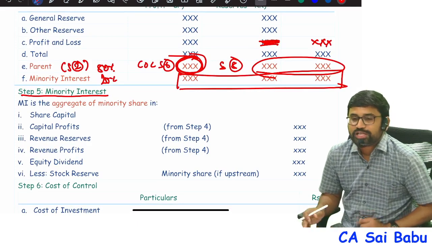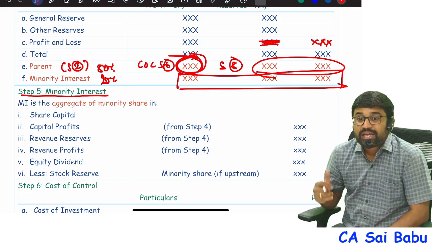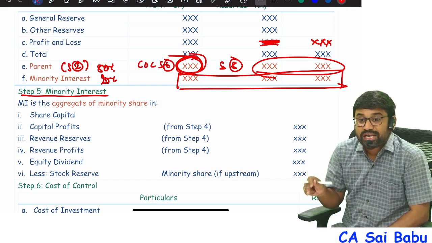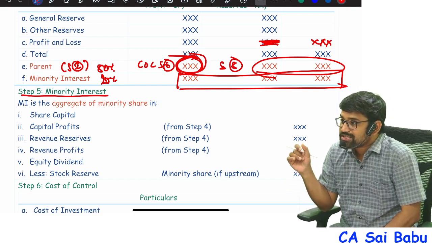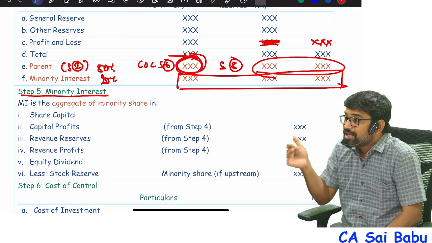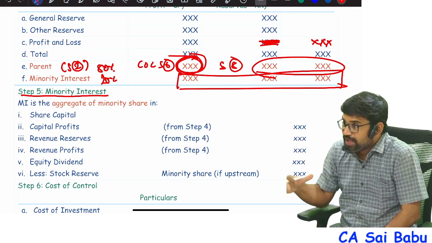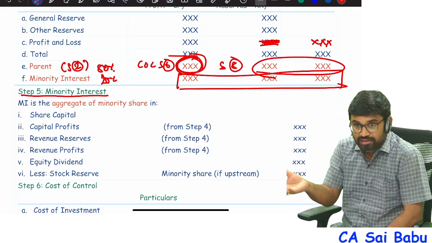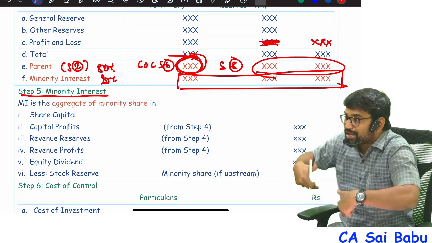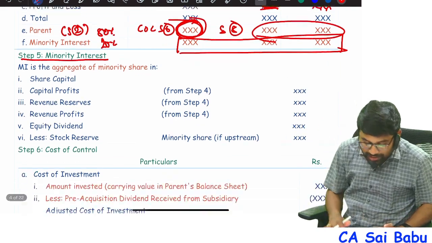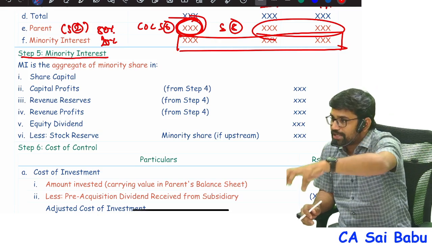I told you what minority interest is. Minority interest is nothing but minority shareholders' share in the net assets of the subsidiary company. Why do we recognize minority interest? Because the parent company is consolidating 100%, even though we don't have 100%. Therefore, the share held by the minority shareholders, we need to recognize. So, how to calculate minority interest? Simple, net assets into minority percentage.